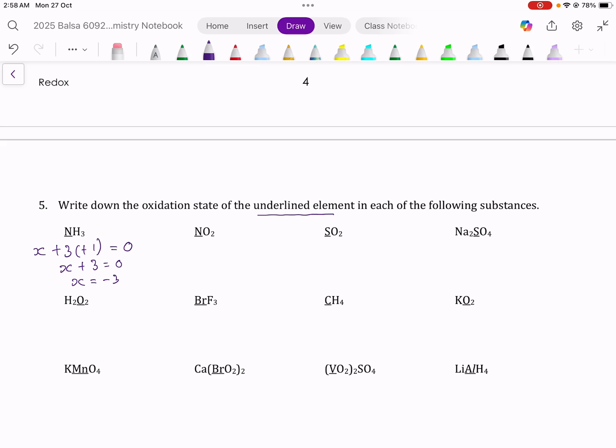Okay, and do a couple more. So down here, the O, each one is -2. There are 2 of them. So I will let the oxidation state of the N be X.